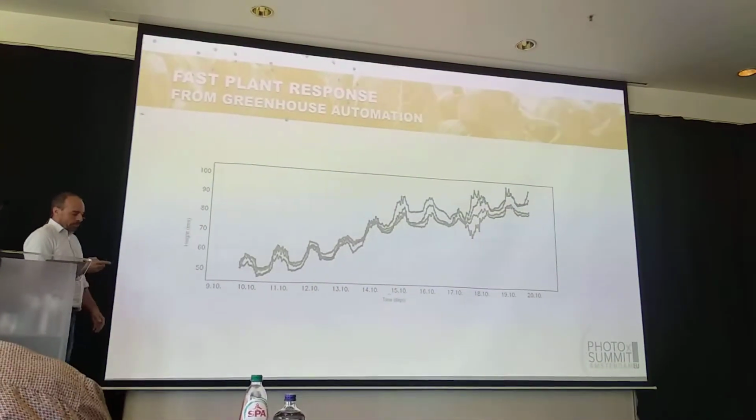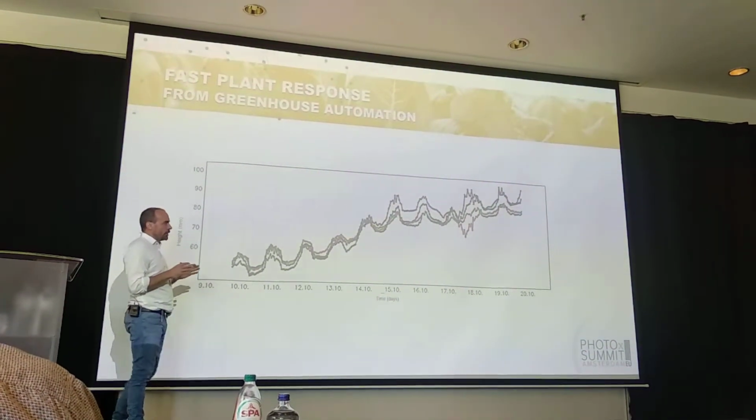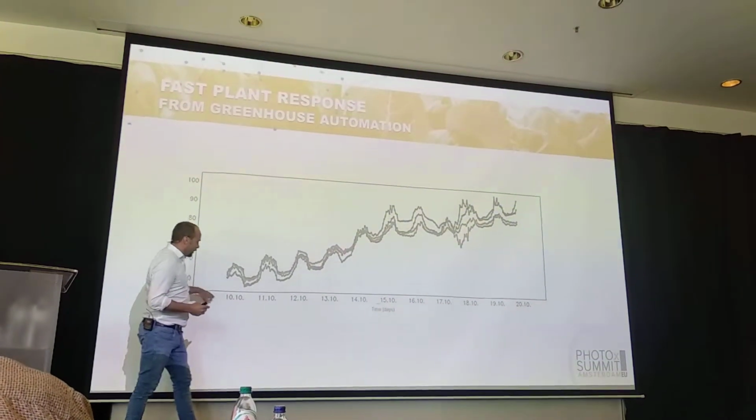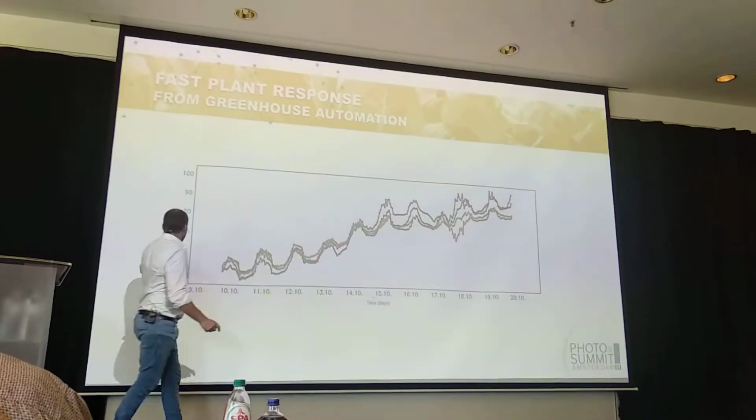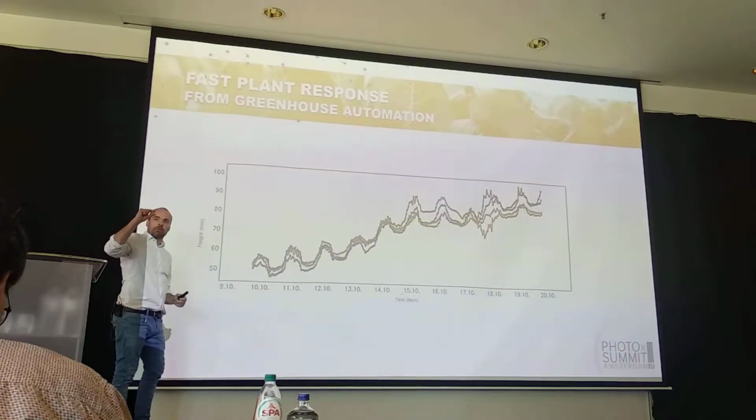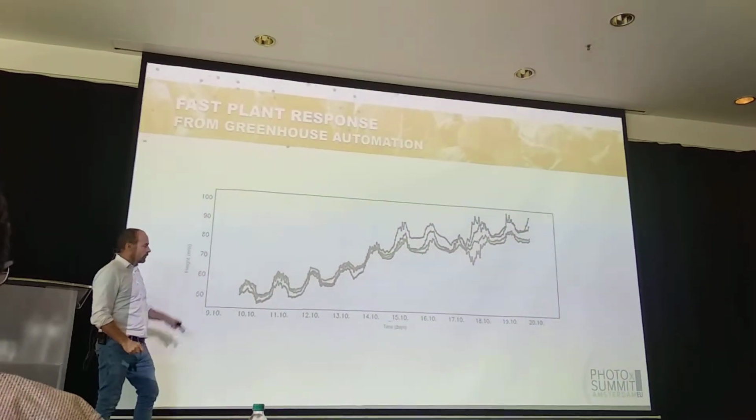This is an example of real data from a greenhouse. It's not cleaned. What you see here are different days, so we have 10 days here. This is the height. From here to here, that's 10 millimeters. We're talking about this, just to give you an impression of the precision of the system.